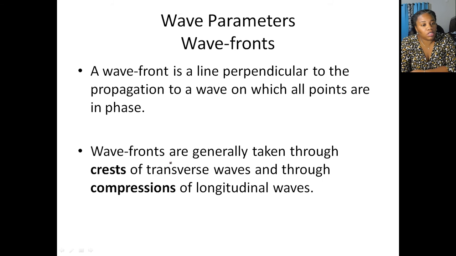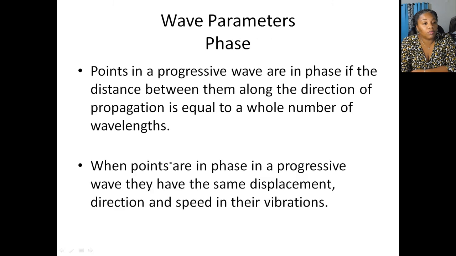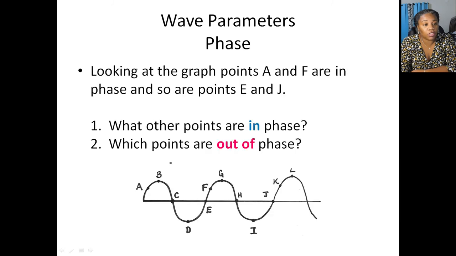A wave front is a line perpendicular to the propagation of a wave on which all points are in phase. Wave fronts are generally taken through crests of transverse waves and through compressions of longitudinal waves. Points in a progressive wave are in phase if the distance between them along the direction of propagation is equal to a whole number of wavelengths. When points are in phase in a progressive wave, they have the same displacement, direction, and speed in their vibrations.